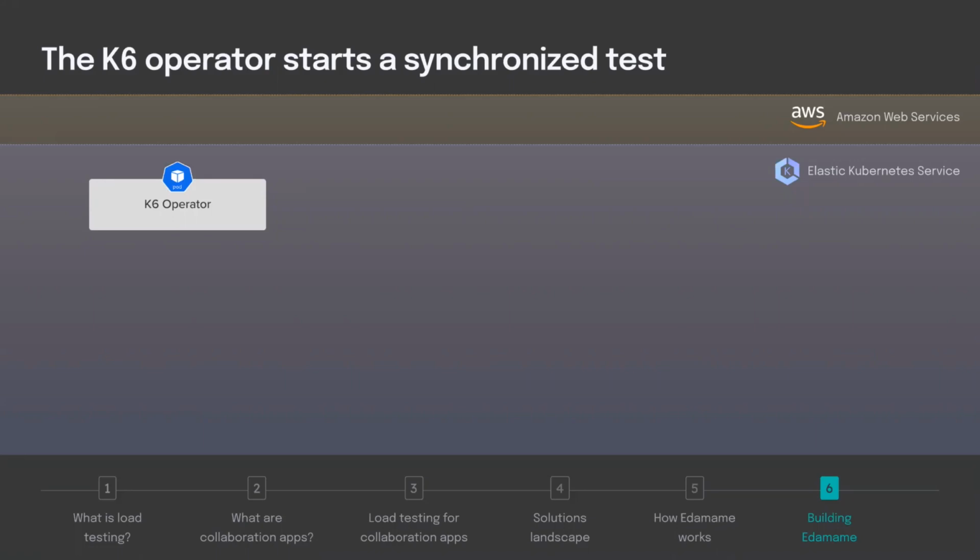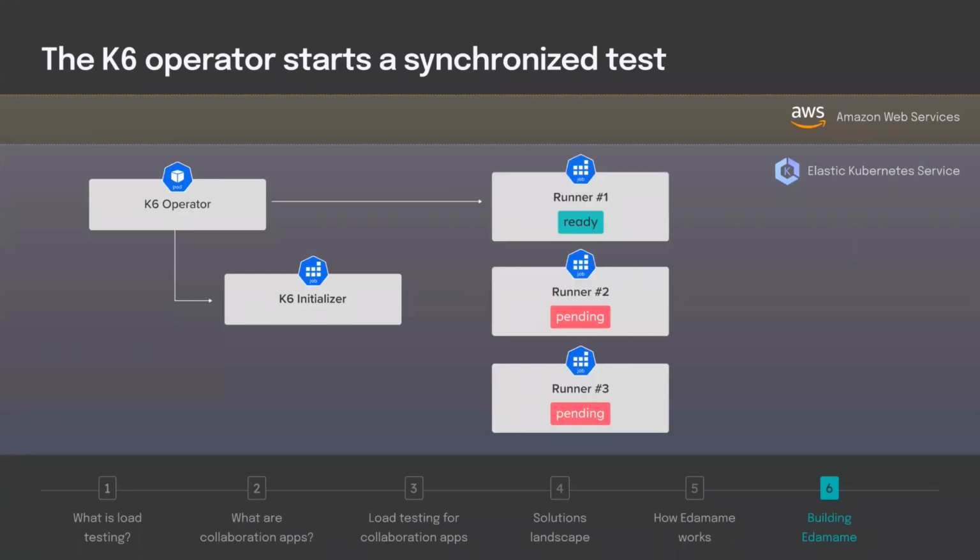So here's what the flow is going to look like using the K6 operator. First, the operator is going to create an initializer, which performs things like error handling. So for example, it's going to check whether the load testing script that a developer uploaded is a valid script. Next, it's going to create the runners that are going to execute the test.